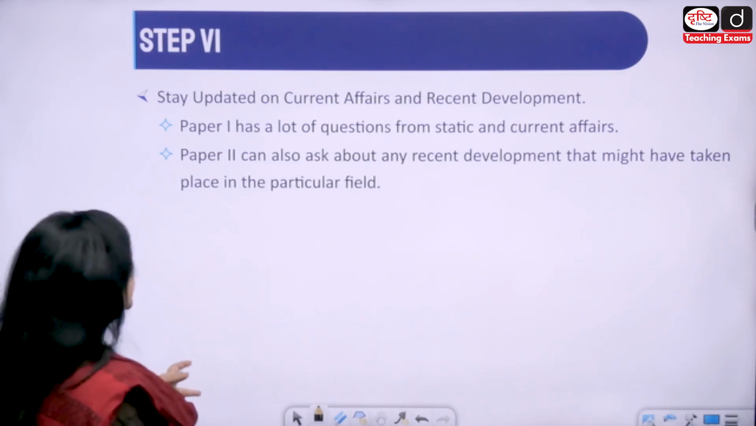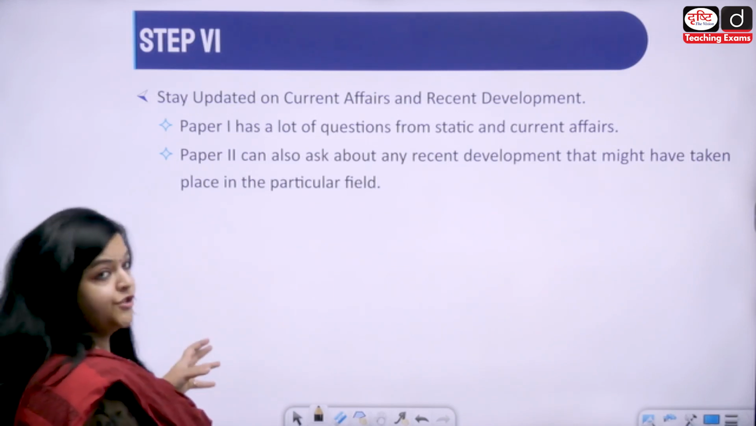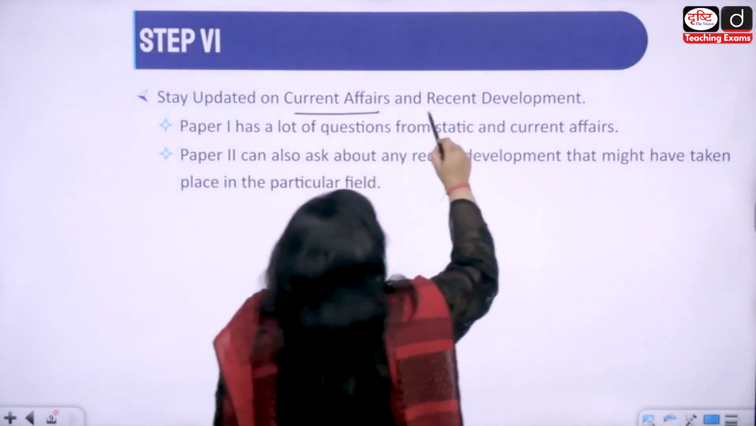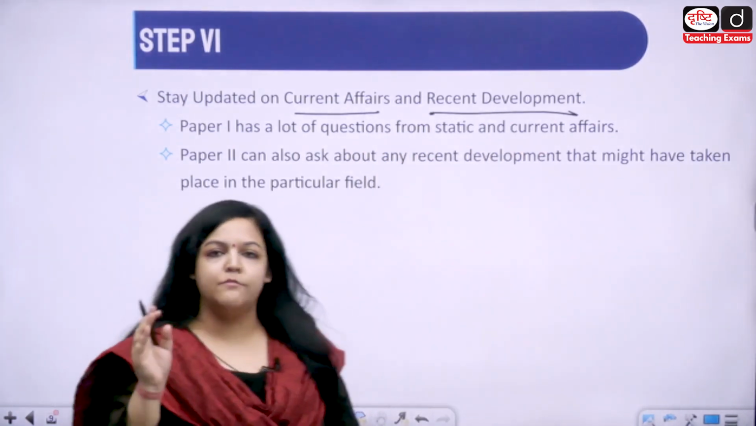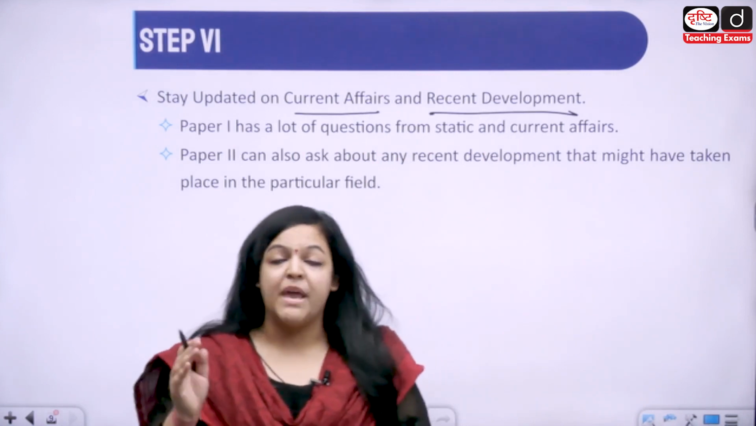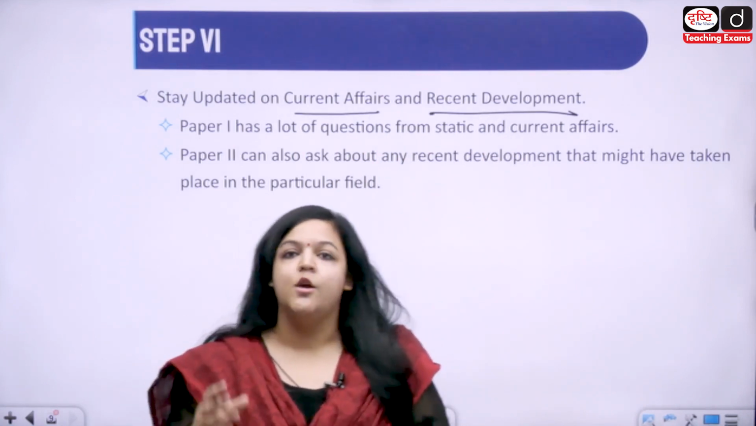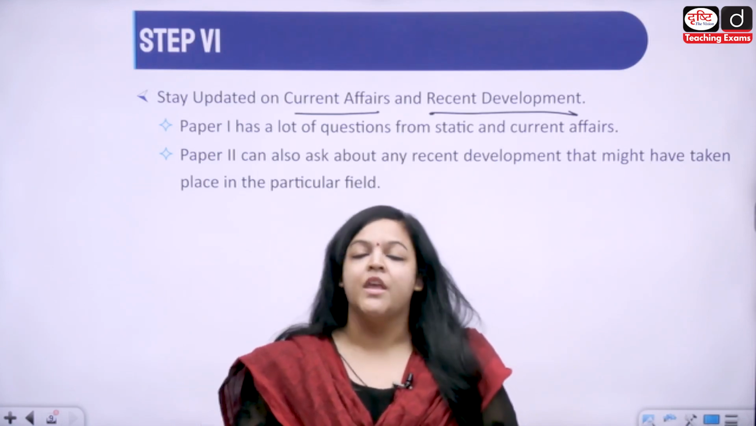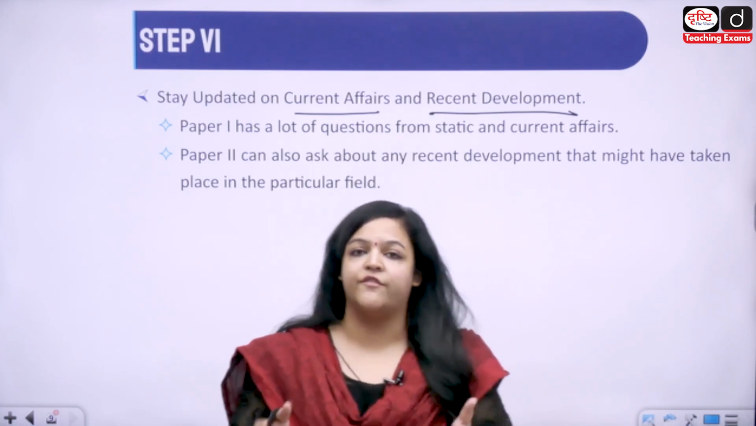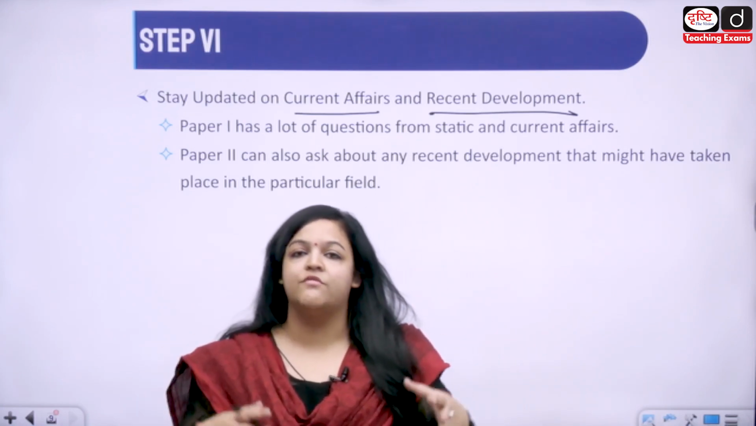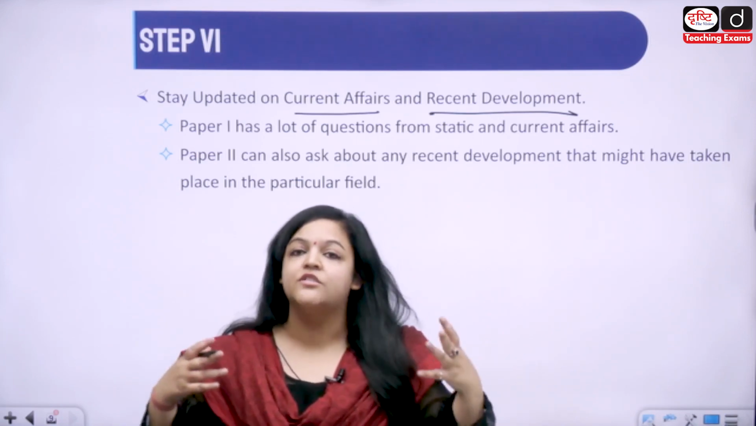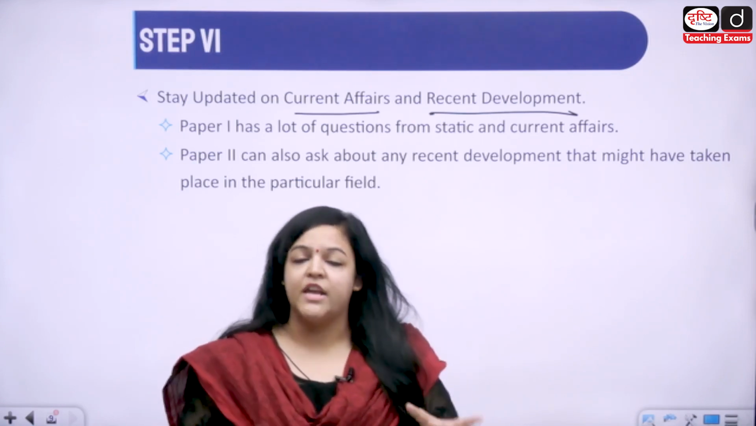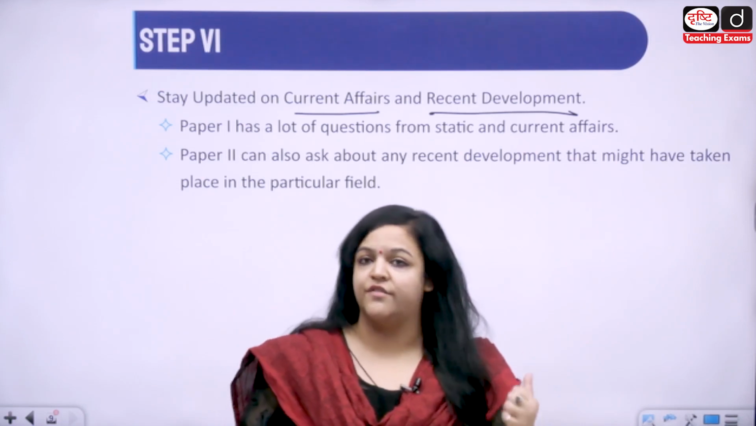Okay. The last step that you should do, that is your step 6, you should stay updated on current affairs and recent developments. Now, I'm sure you have seen how paper 1 comes. Paper 1 has a huge section where you are asked about static and current affairs, right? You will be able to answer those questions only if you're aware of the recent developments which are happening, the recent happenings in the world, only if you watch news or read newspapers. So it's very important that you stay updated on your current affairs.